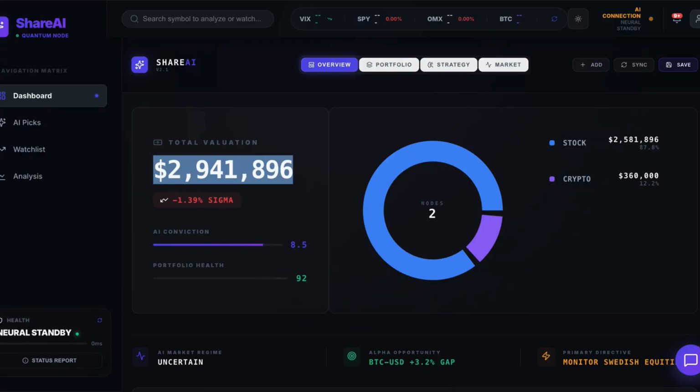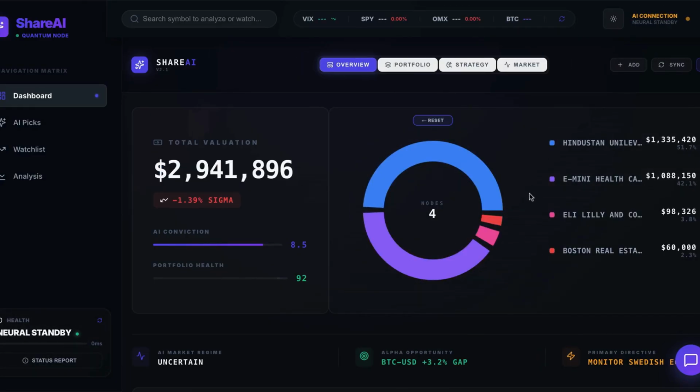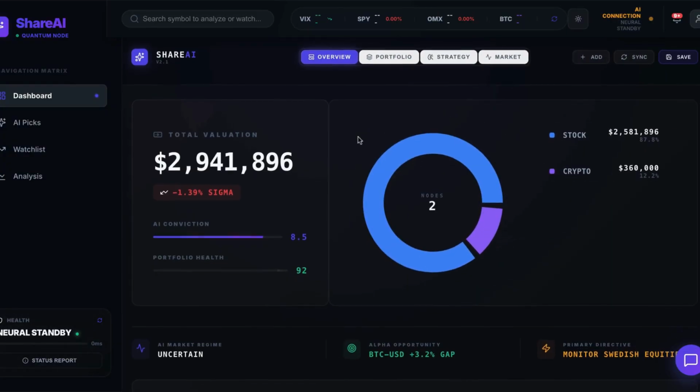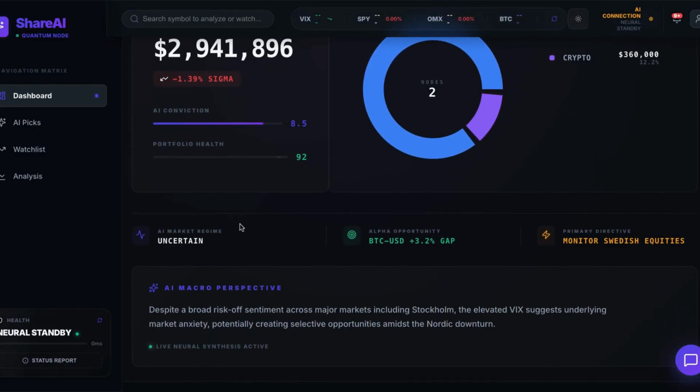Right below that, there is a donut chart that visually shows how the user's wealth is distributed across different asset classes. For example, you can see how much of the portfolio is allocated to stocks, crypto, and other investments. If you drill down further into a category like stocks, you can view the specific companies the user has invested in. This gives a more detailed look at the portfolio composition.